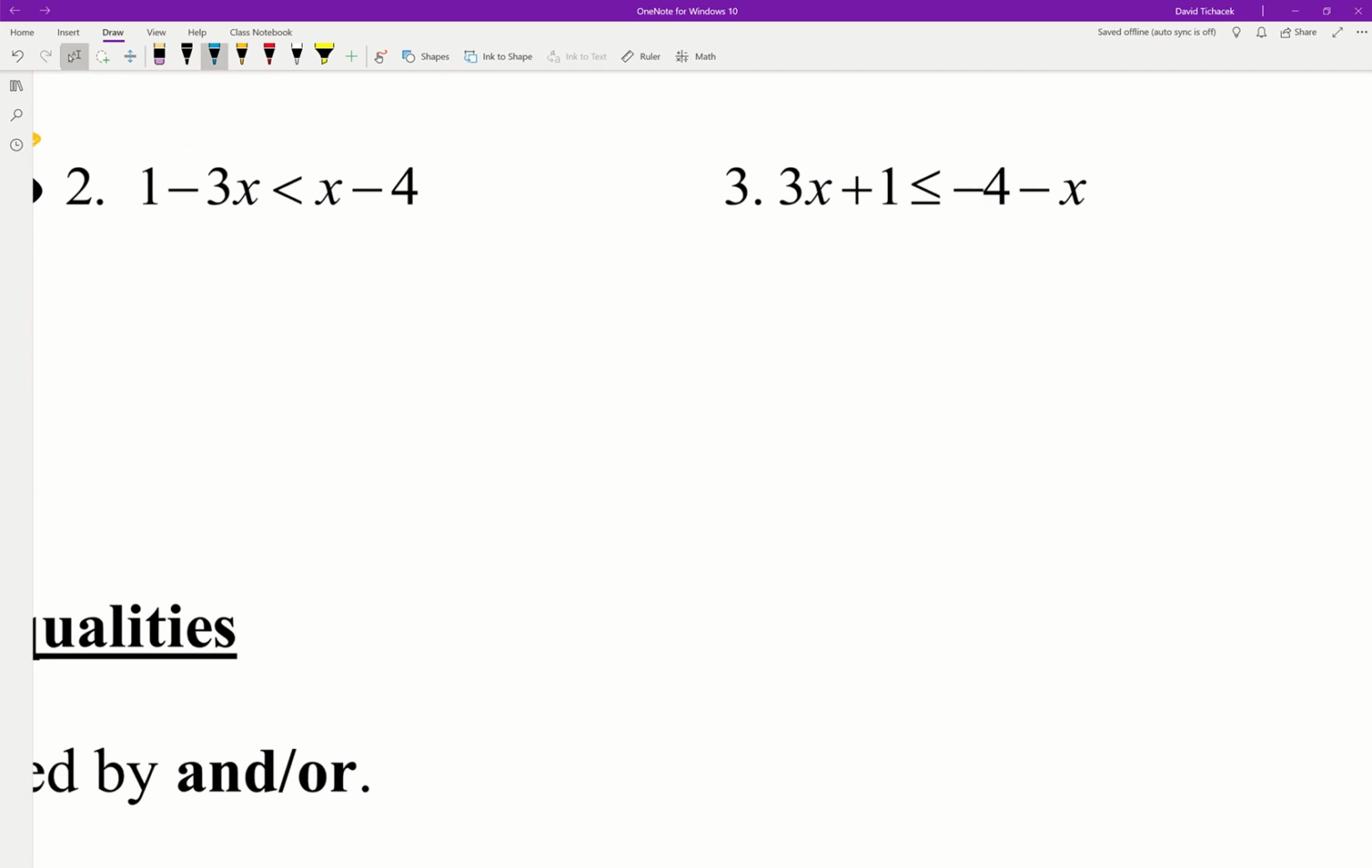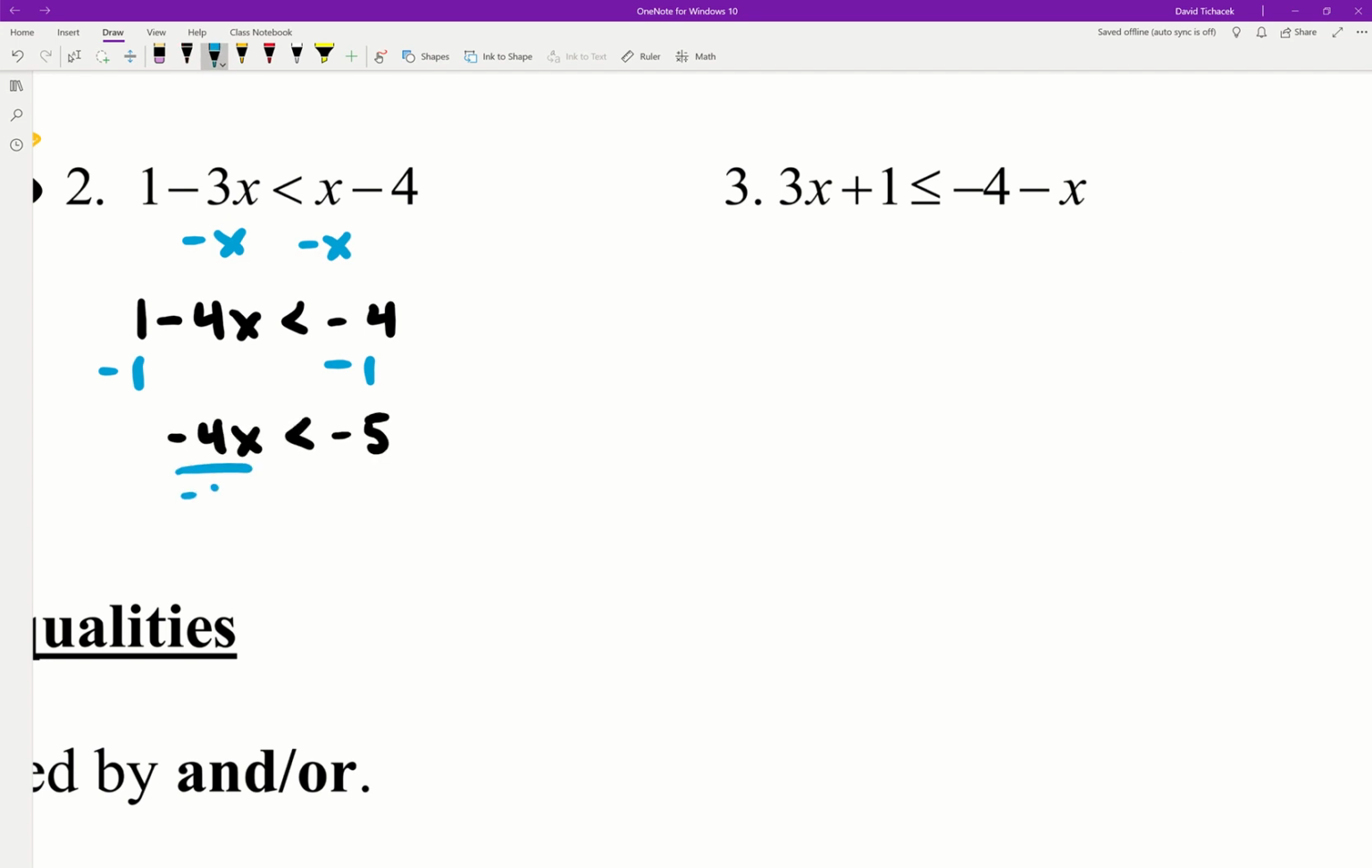For the second one here, same deal. We're just going to go ahead and perform our exact same steps here. I always like to try to get my variable terms on the same side before I continue here, so I might just go ahead and subtract x from both sides. You could have also added 3x to both sides. That would have been equivalent. But here we're going to get 1 minus 4x is less than -4. Just continuing with the steps here, subtracting 1, we get -4x is less than -5.